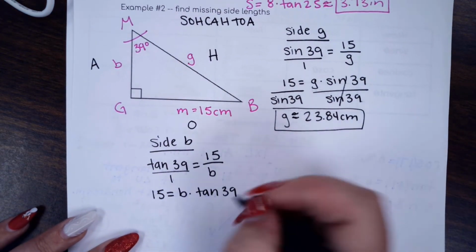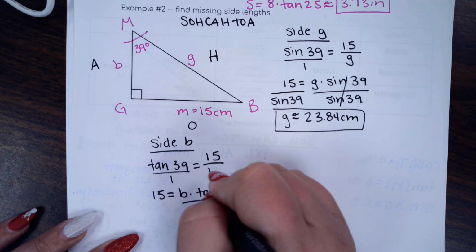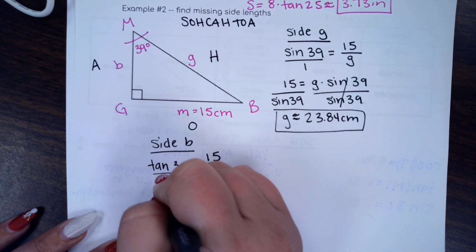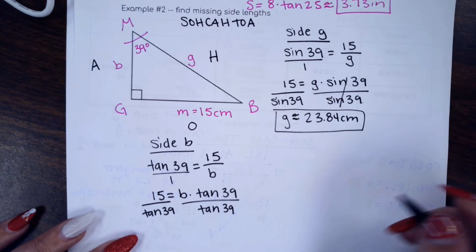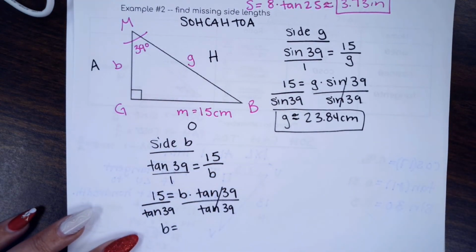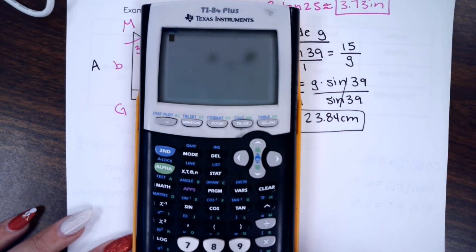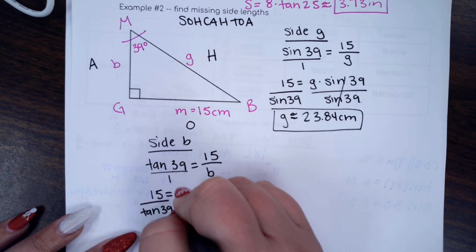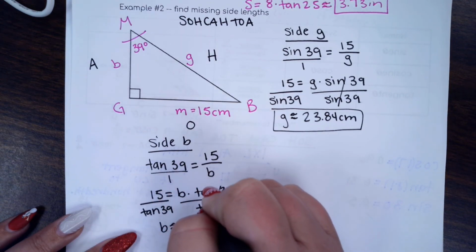Okay, get B by itself. Remember, tangent of 39 is just a number. So anything we could algebraically do with a number, we can do with tangent. So B equals 15 divided by tangent 39. Sorry, I said 30 earlier. We get 18.52. So B is approximately 18.52 centimeters.